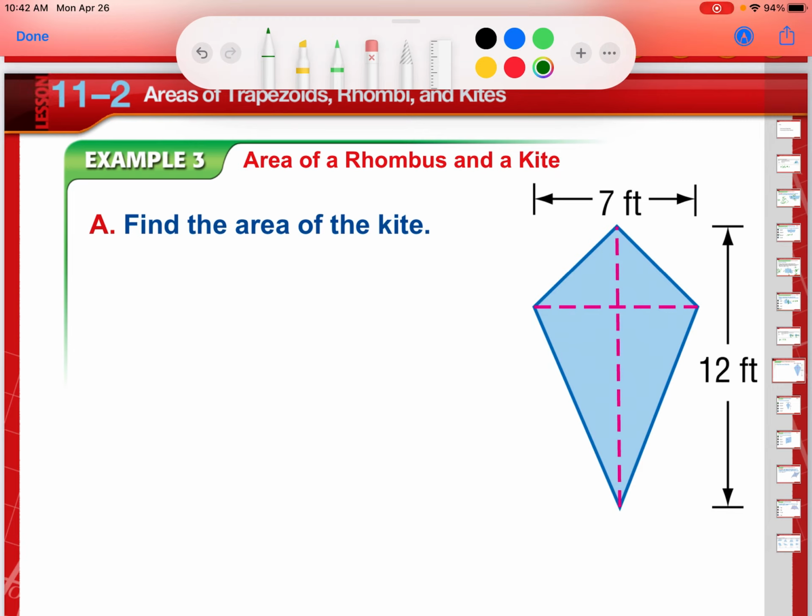Okay, so area equals 1/2 of our diagonal 1, which I'm going to call 7, times 12. So 7 times 12 is 84. 84 divided by 2 is 42. So the area is 42 feet squared.